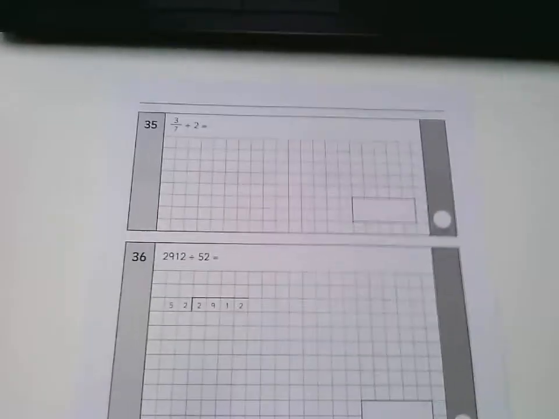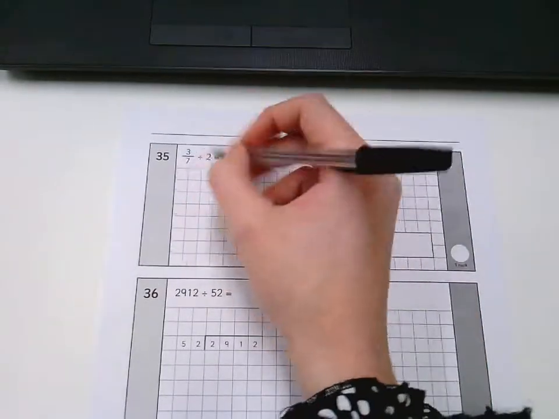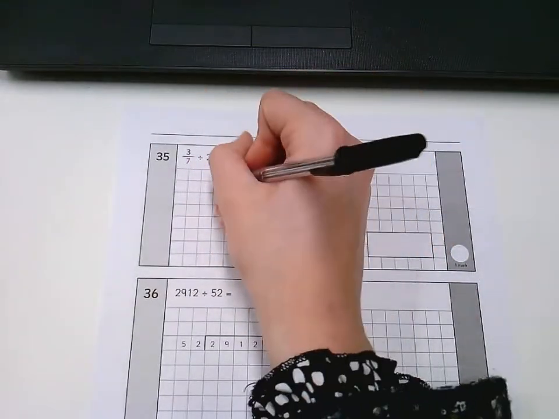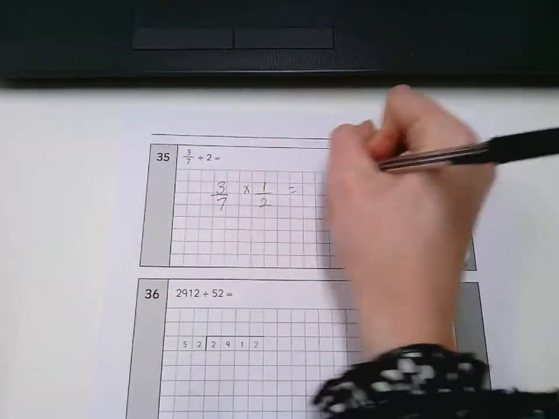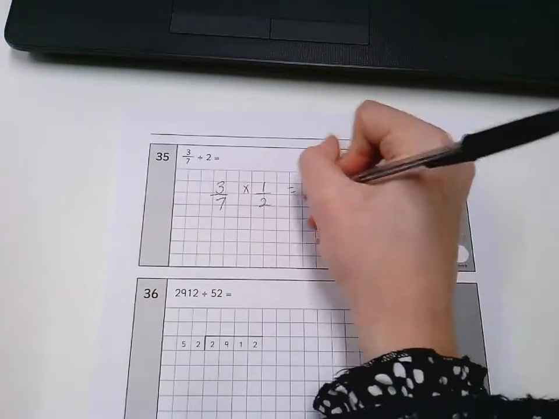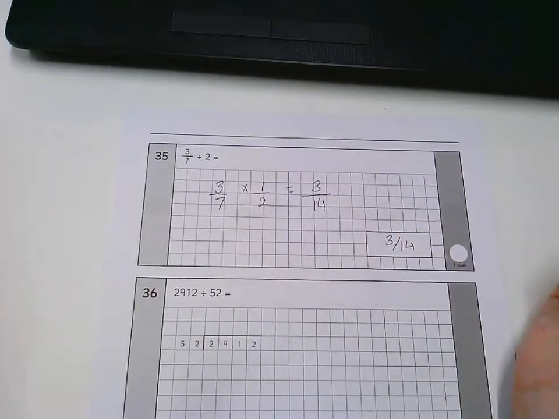Right. Ooh, we've done that one. 35 and 36. Here we are. Thought I'd lost them then. Right, 35 and 36. Nice, easy one to do here. Dividing by 2 is the same as timesing by half. So then we multiply our numerators, multiply our denominators, can't simplify, 3/14.